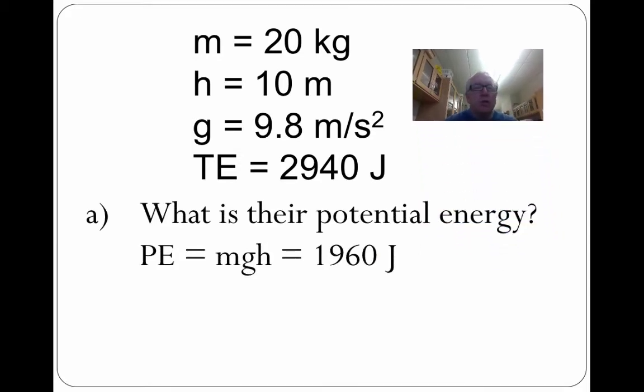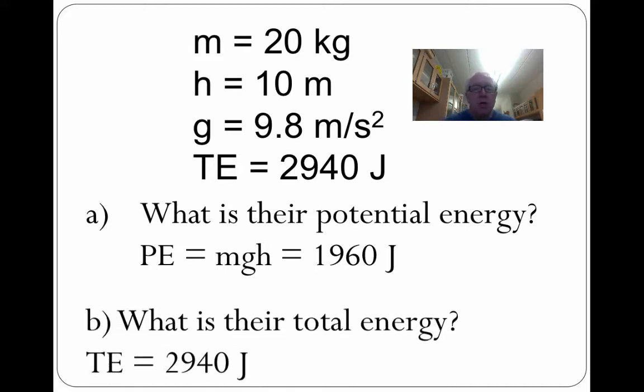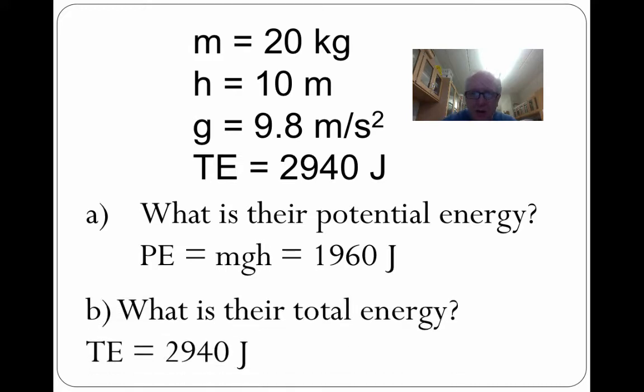Okay, so what is their potential energy? There it is. They've lost some of their potential energy. Have they lost total energy? No, because within these problems, the total energy never changes. So 2,940 is their total energy. Once we find it, we've got it for the whole length of the problem.